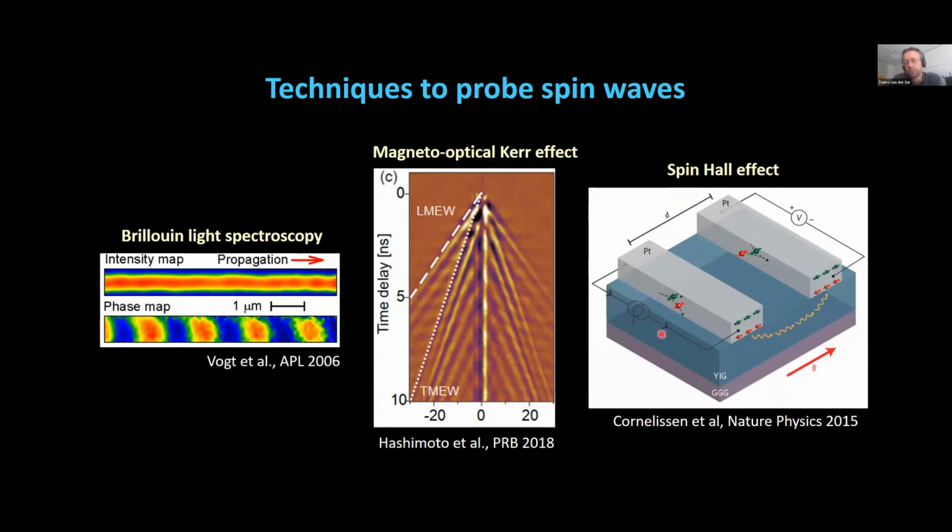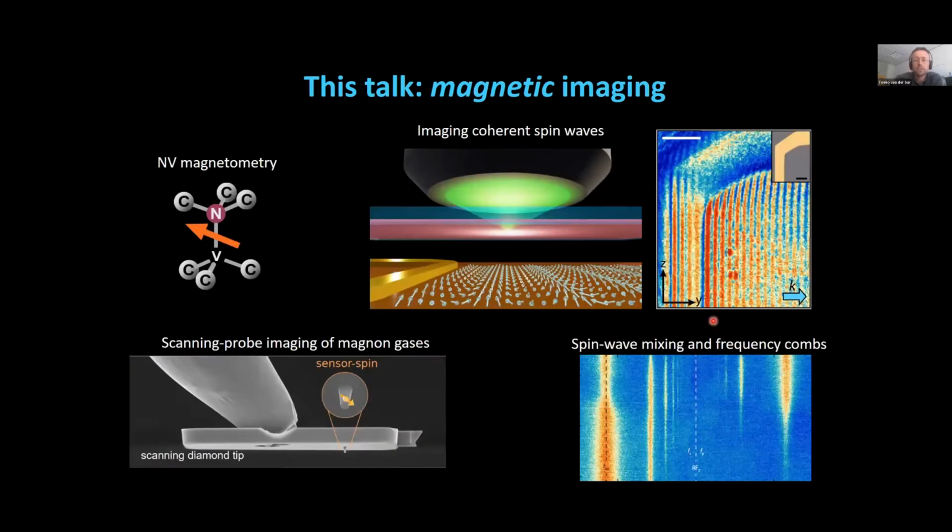Then in spintronics, there is this technique called the spin Hall effect, where you can inject spin waves via a heavy metal electrode into a magnetic system. And this is a nice technique if you want to make devices, because you convert an electronic signal into a magnetic signal. Now, in this talk, I will introduce a rather new technique, and that is magnetic imaging of spin waves. And so that's the content of my talk.